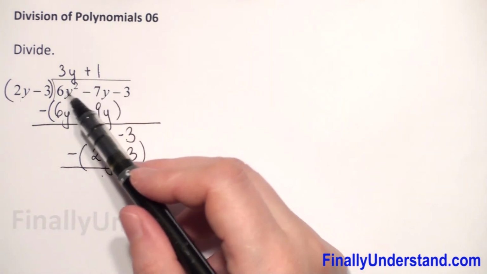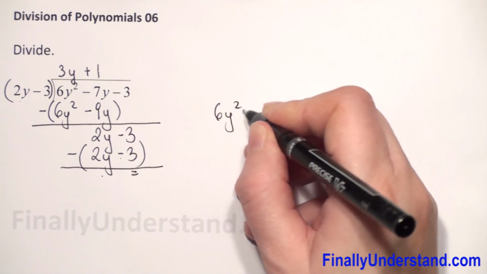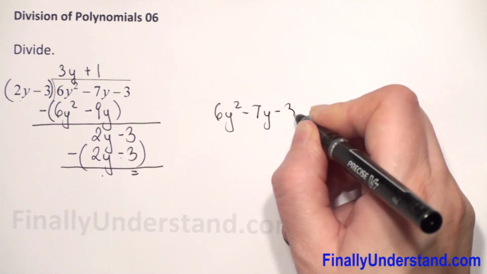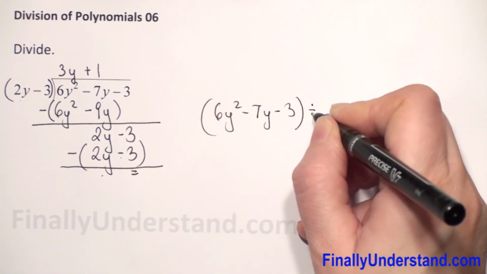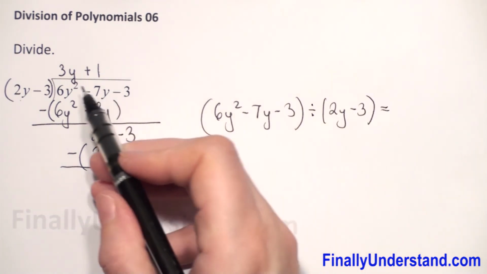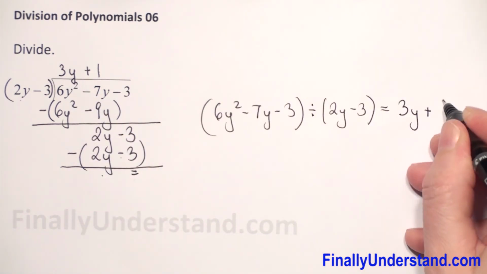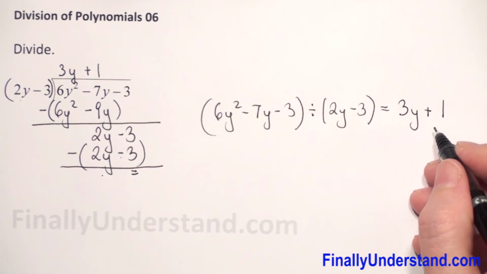And we can rewrite our problem: 6y squared minus 7y minus 3 divided by 2y minus 3 is equal to whatever we got on the top, 3y plus 1. This is my solution.